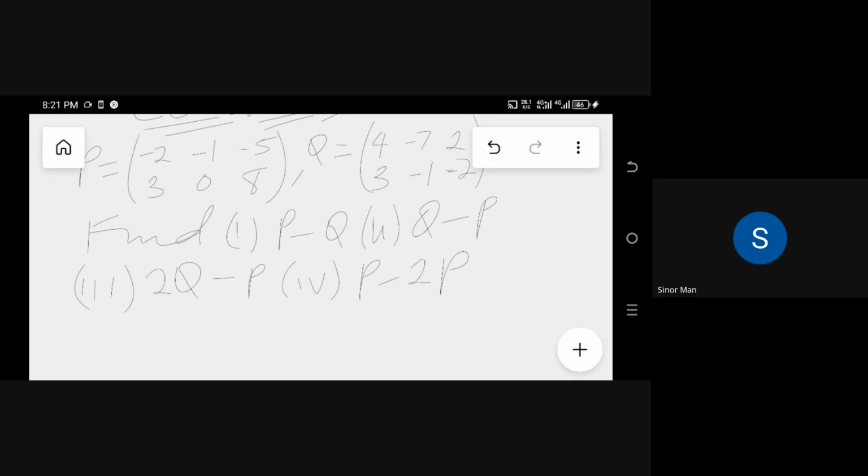So you already know what to do. For number 3, you have to find the scalar multiplication of Q first. So you have that 2Q, you find that scalar multiplication, then that new matrix minus P. Then for number 4, P minus 2P, you find the scalar multiplication 2P, then you say P minus 2P.